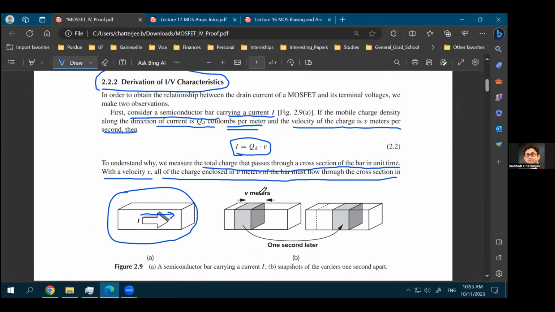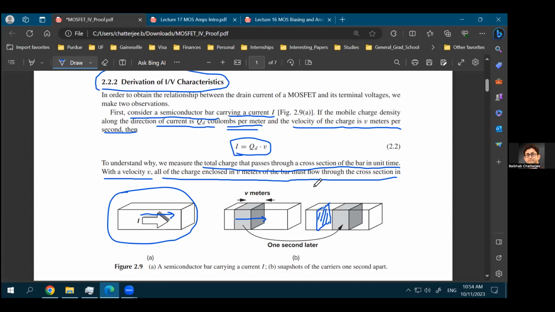What we are trying to say here is that the V meters, the amount by which the charges are advancing within 1 second, is from your left to right. But this charge density is taken across this cross section. So if you had a cross section like this in the bar, that's the definition of your charge density: how much charge is present within this cross section. That is what your QD means.